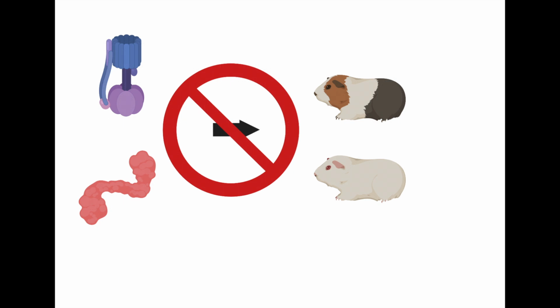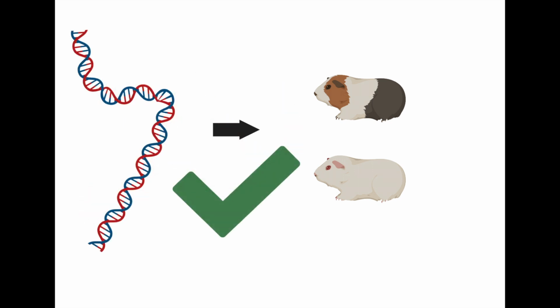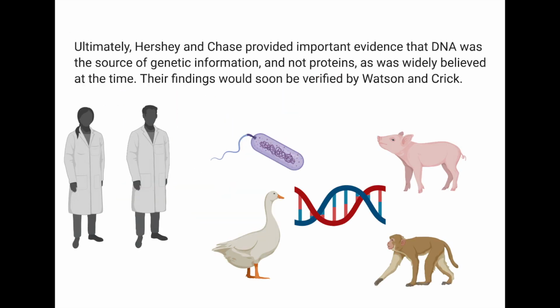The previous hypothesis that proteins composed hereditary genetic material was now weakened in favor of the DNA hypothesis. Ultimately, Hershey and Chase provided important evidence that DNA was the source of genetic information, and not proteins, as was widely believed at the time. Their findings would soon be verified by Watson and Crick in 1953.